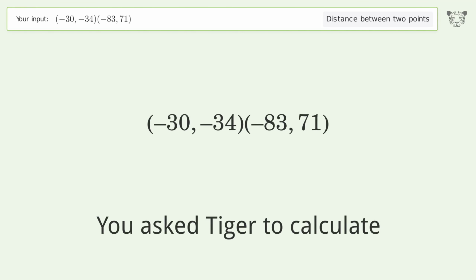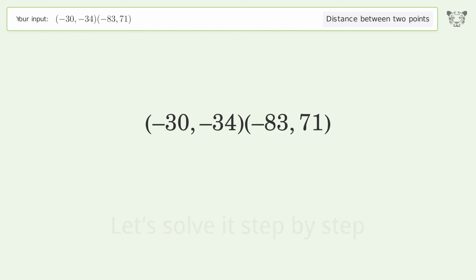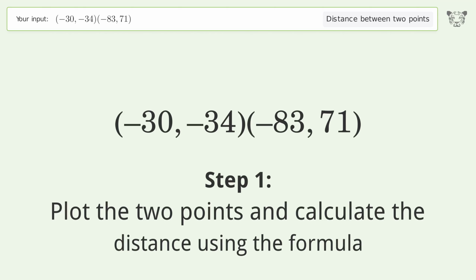You ask Tiger to calculate. This deals with the distance between 2 points. The distance between the 2 points is the square root of 13,834, or 117.618. Let's solve it step by step. Plot the 2 points and calculate the distance using the formula.